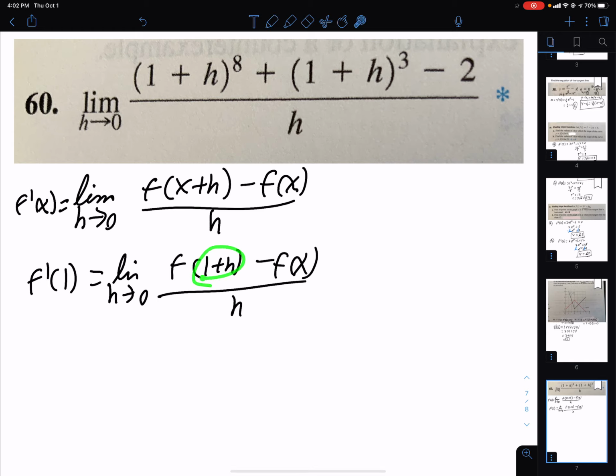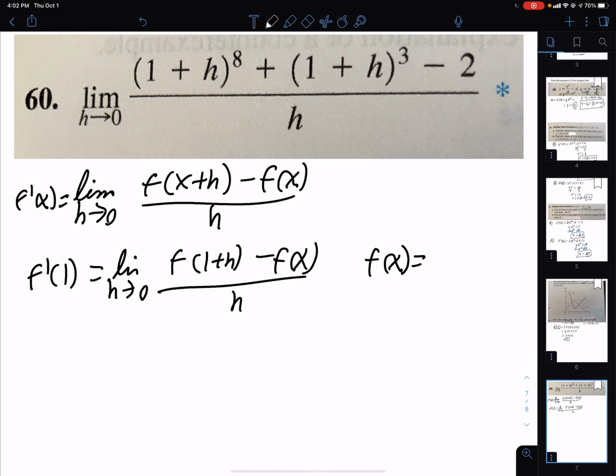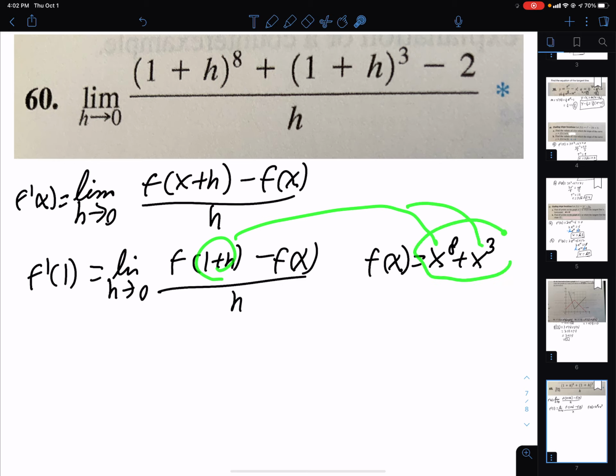Now looking at this, 1 plus h, it's there and there. This is the tricky part. You have to recognize the function. F of x is going to be x to the 8th plus x cubed. Let's see if this makes sense. If I plug 1 plus h in there and there, what do I get? Well, amazingly, I get that. All of that is f of 1 plus h. Okay. Now I have minus f of x. I messed up there because our point is 1. So that should be a 1 there. So let me replace that.